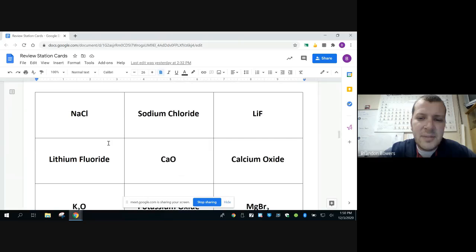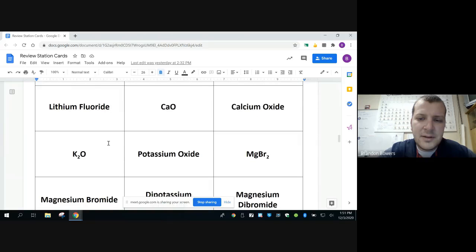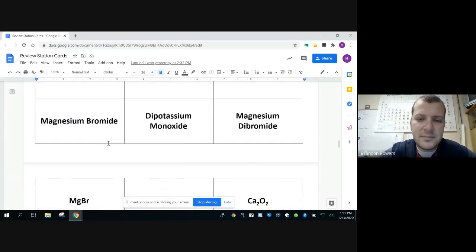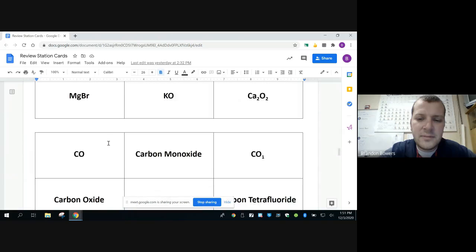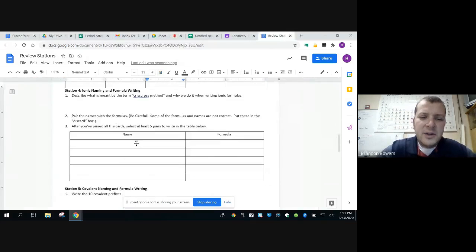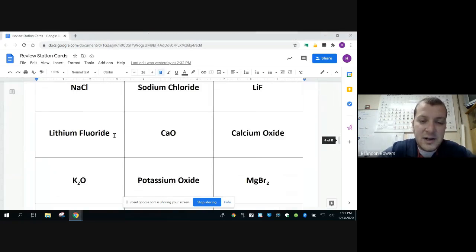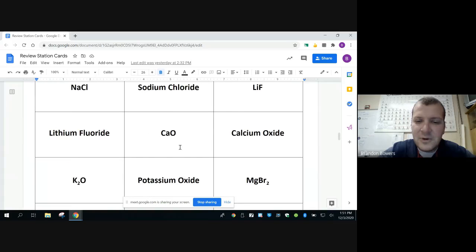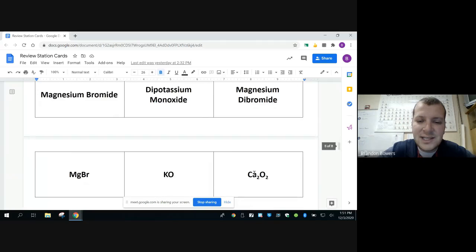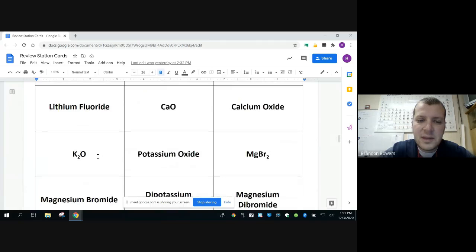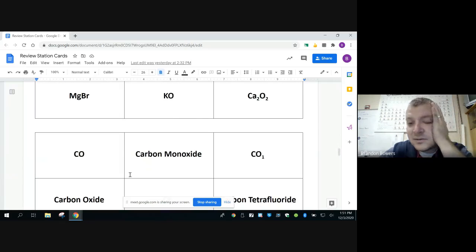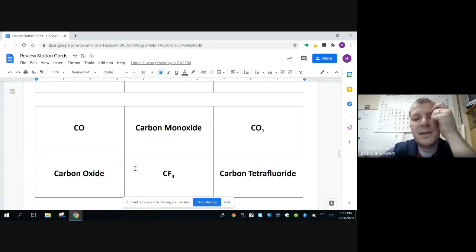All right, so you're going to match up. Oh, it already matches most of them up, kind of. All right, so you're going to find different pairs. For example, NaCl is sodium chloride, LiF is lithium fluoride, calcium oxide is actually Ca2O2. Potassium oxide is the next one, magnesium bromide. Okay, and the same thing down here.